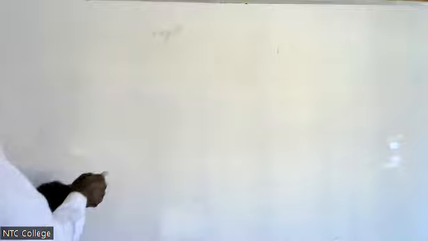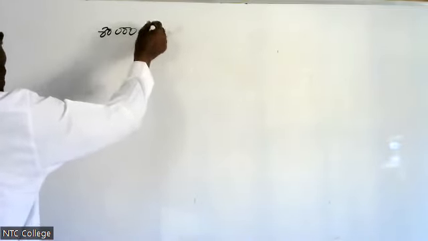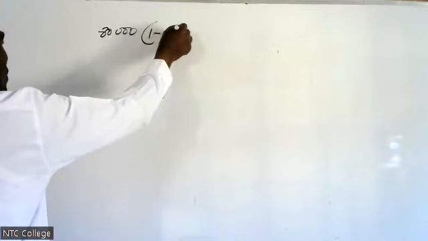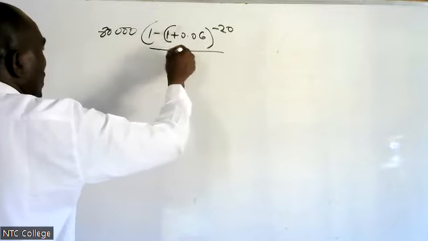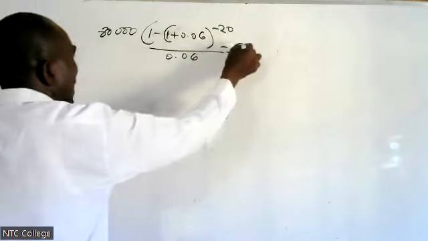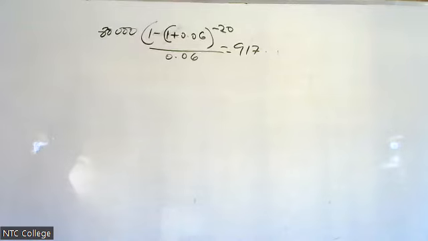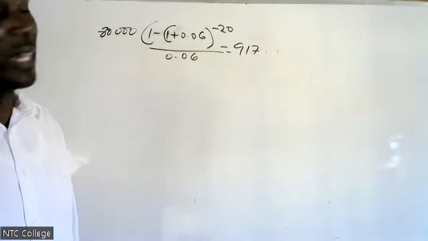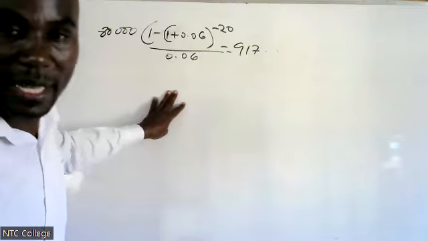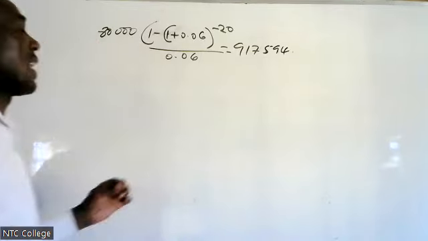Because you have these figures, we determine the lease liability where we do 80,000 into bracket 1 minus bracket 1 plus 0.06 raised to negative 20, divided by 0.06, of which you gave me 917 point something. What was the 917? Kindly, Jen, you can help Malimu there. We already got this 594. Thank you very much. Therefore, that was the lease liability.